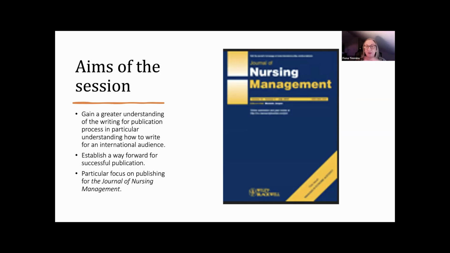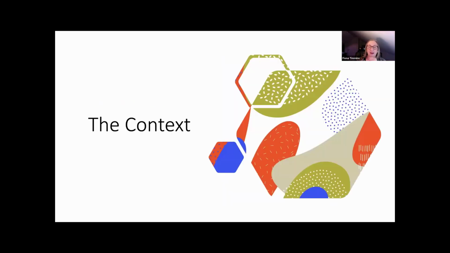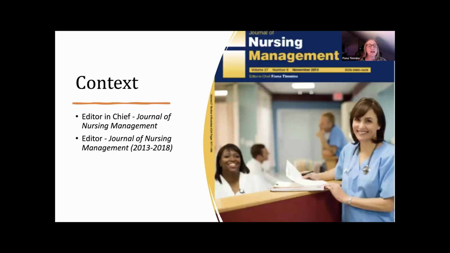And of course, I must focus primarily on the Journal of Nursing Management, because that is where my expertise, generally speaking, lies. But I will explain a little of the context to you, my context, which I think is quite important. Firstly, as outlined, I am editor-in-chief of the Journal of Nursing Management. So I'm reading more than 500 papers per year. So I'm seeing what is being submitted, what's being accepted, what's being rejected. And I've been previously editor of the journal and other journals in the past.